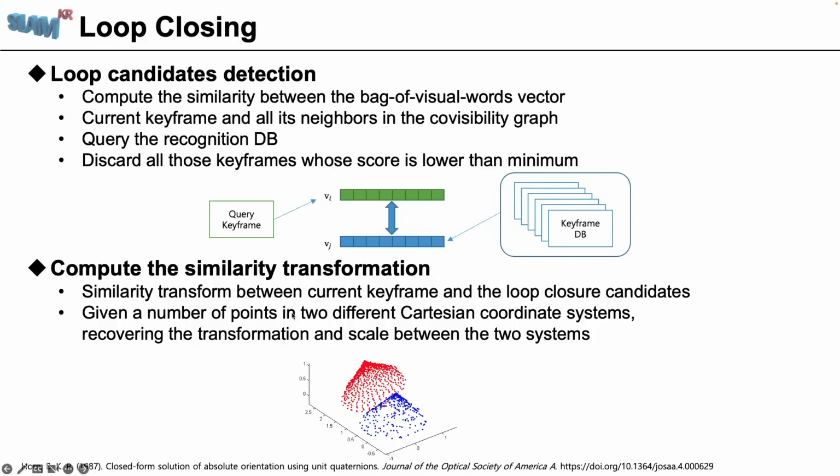And after we determine which one is the correct loop closure, then we can compute the similarity transform between the query keyframe and the retrieved keyframe, and find the relative transform between the two. The similarity transform between the current keyframe and the loop closure candidates, as I already said, and this part would be considered the geometric verification part.